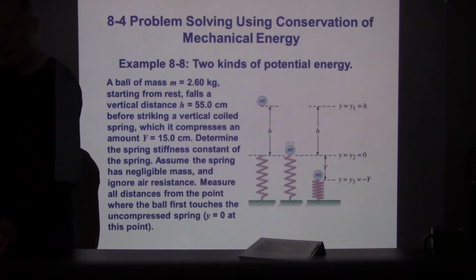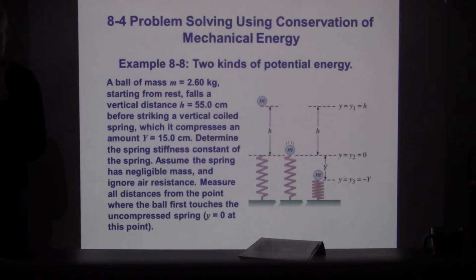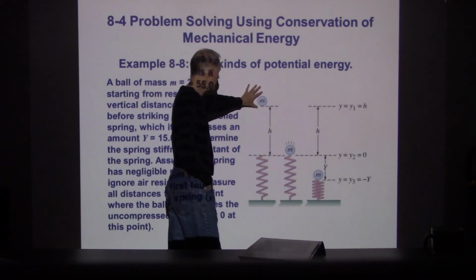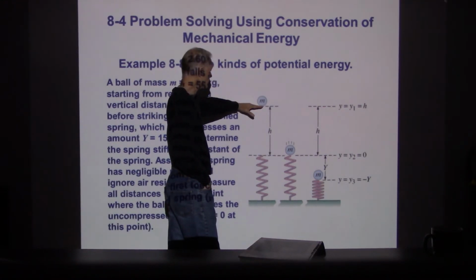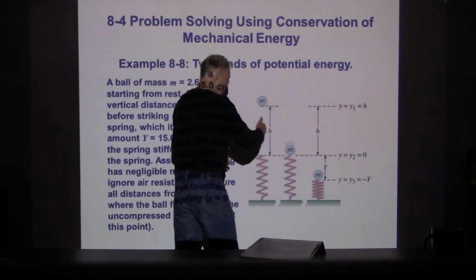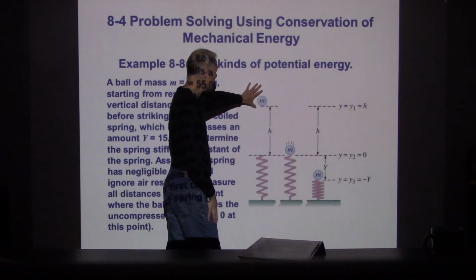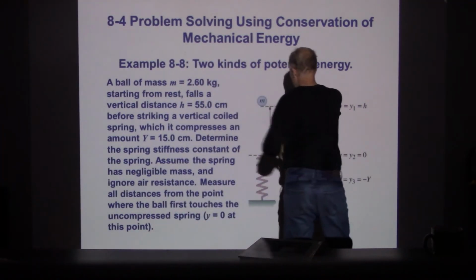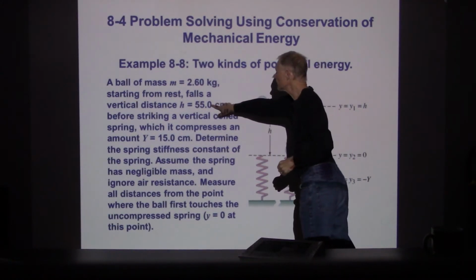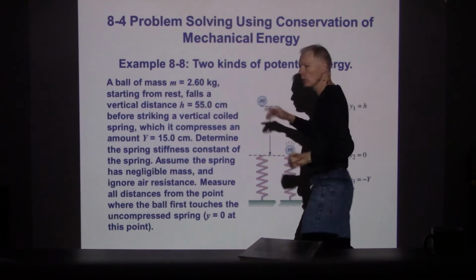All right, now in this example, we've got an object that starts out at some elevation. So I'm going to say this is picture A. There's a series of pictures A, B, C. We start off with an object at some elevation H, and that's 55 centimeters. And the mass of the object is 2.60.